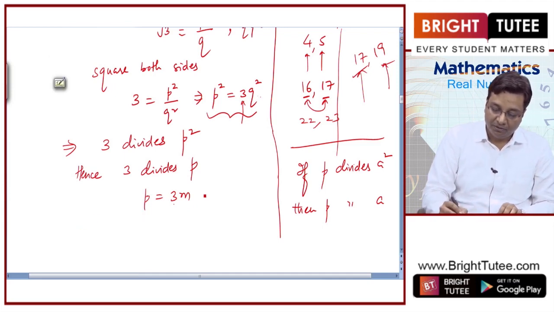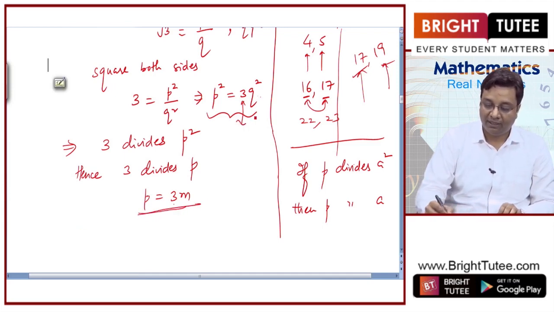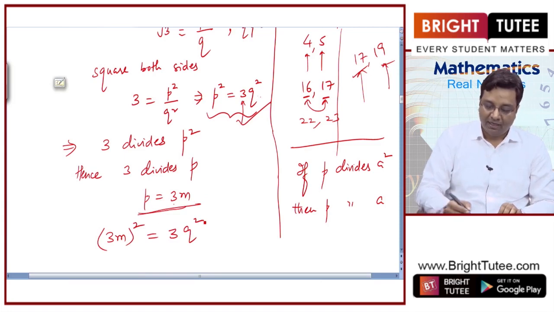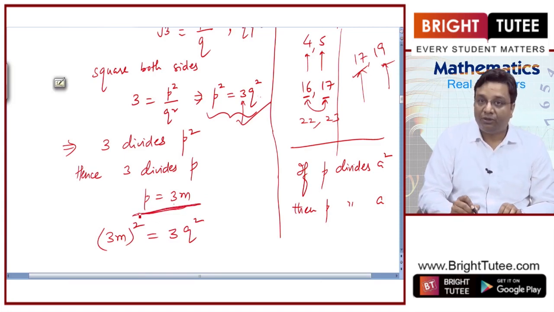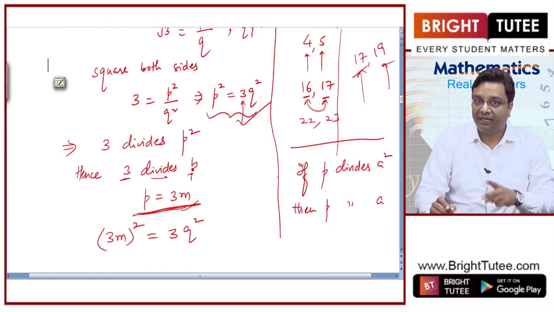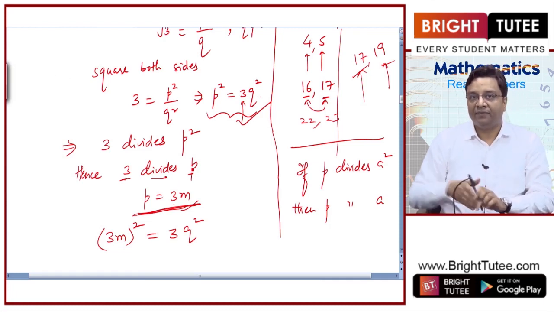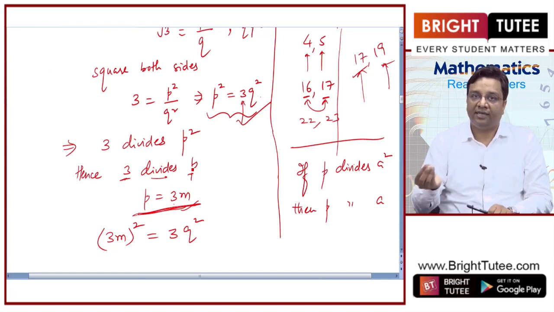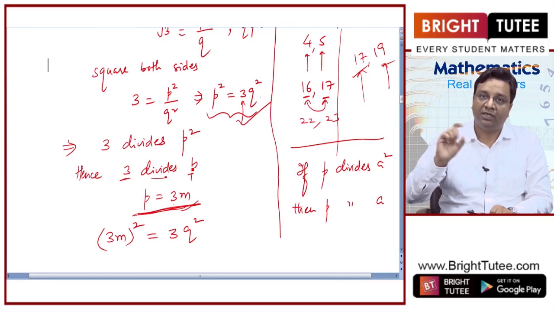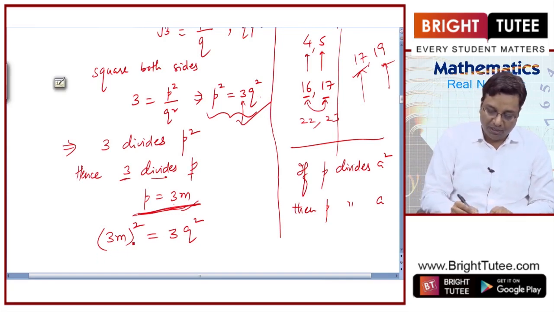Now we will put p equal to 3m in this equation. So 3m whole square is equal to 3q square. I can always take p equal to 3m. If some of the students are confused about it, I have just proved that 3 divides p. 3 is a factor of p, so I can assume p in the form of 3m, 3n, 3k, where the m, n or k that you assume is an integer. So I have put p equal to 3m in this equation.